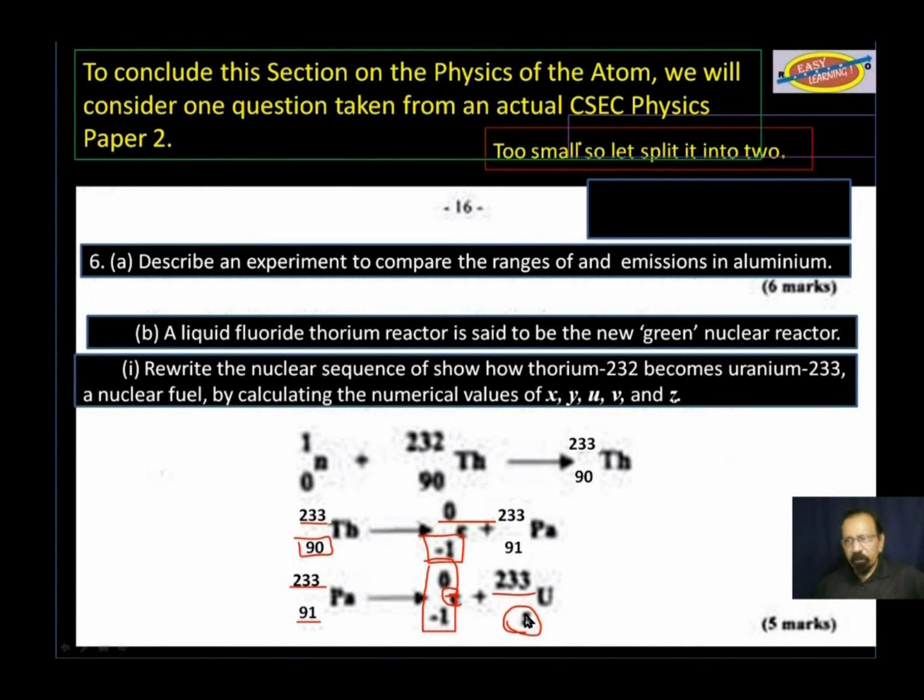We follow the same pattern that we had up here. And so this here must be 92. So when you add 92 to -1, you get 91. So this here must be 92. And you get 5 marks for that, correctly calculating X, Y, U, V, and Z, 1 mark each.